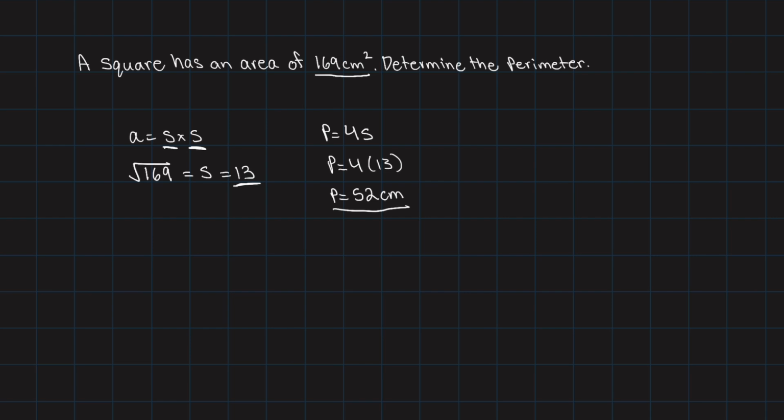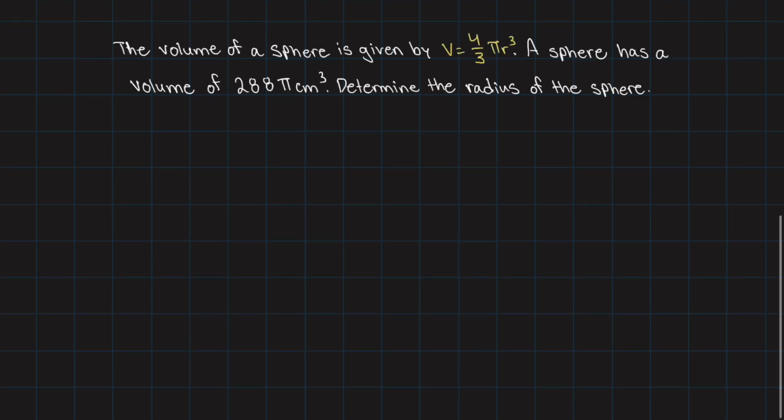So it's very important that you're able to recognize perfect squares and perfect cubes, and that you're able to connect it to different formulas, because that's literally how all word problems work. Now let's move on to our next example. This one says the volume of a sphere is given by V equals 4 over 3 pi r cubed. A sphere has a volume of 288 pi centimeters cubed. Determine the radius of the sphere. Now this, you just equate both of them, because it tells you the formula and it tells you what the result of that formula is.